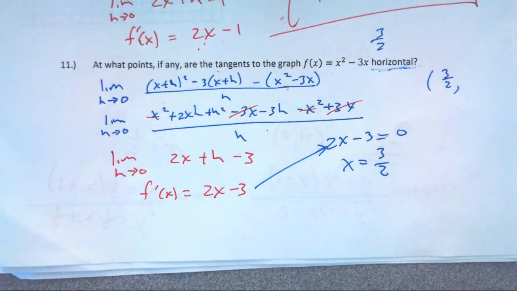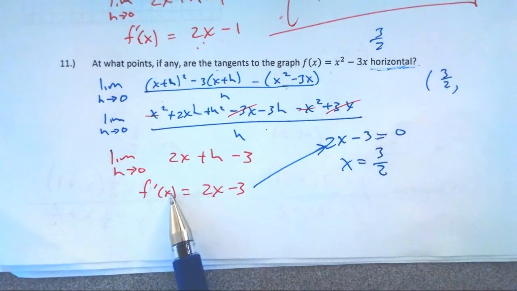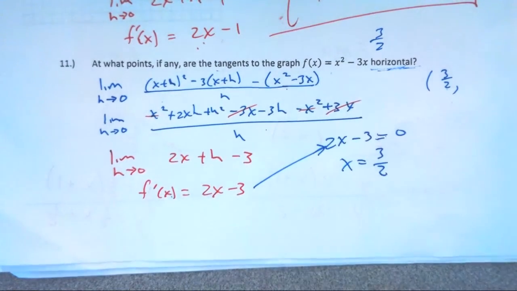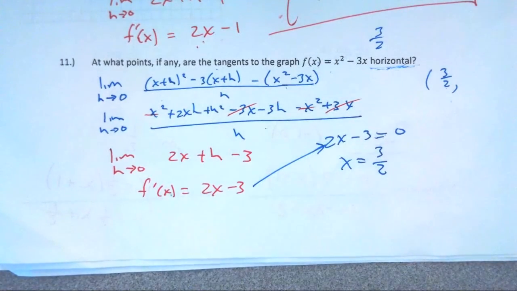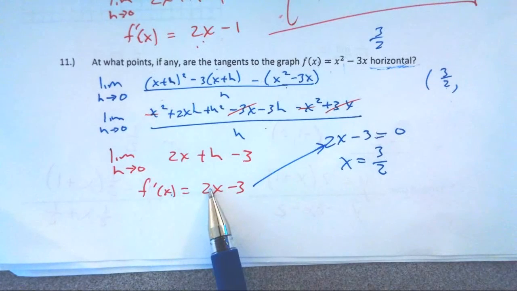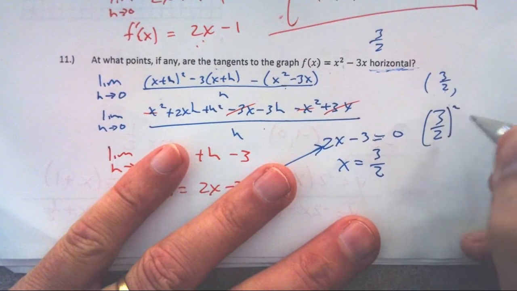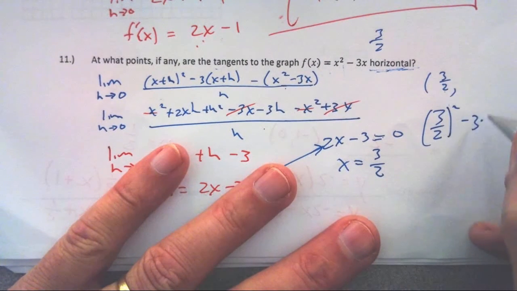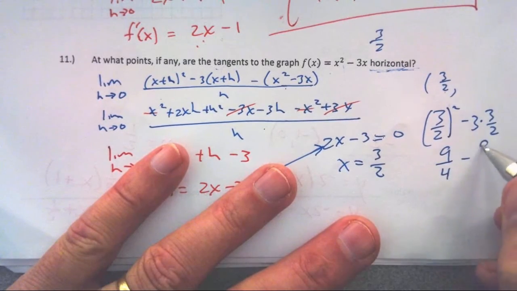Here's where people blow it. 3/2 where? Do I put 3/2 into here, or do I put it into there? Here or there? There. That's going to give me 0. The vertex isn't at (3/2, 0), it's at 3/2 this. 3/2 squared minus 3 times 3/2, that's 9/4 minus 9/2.